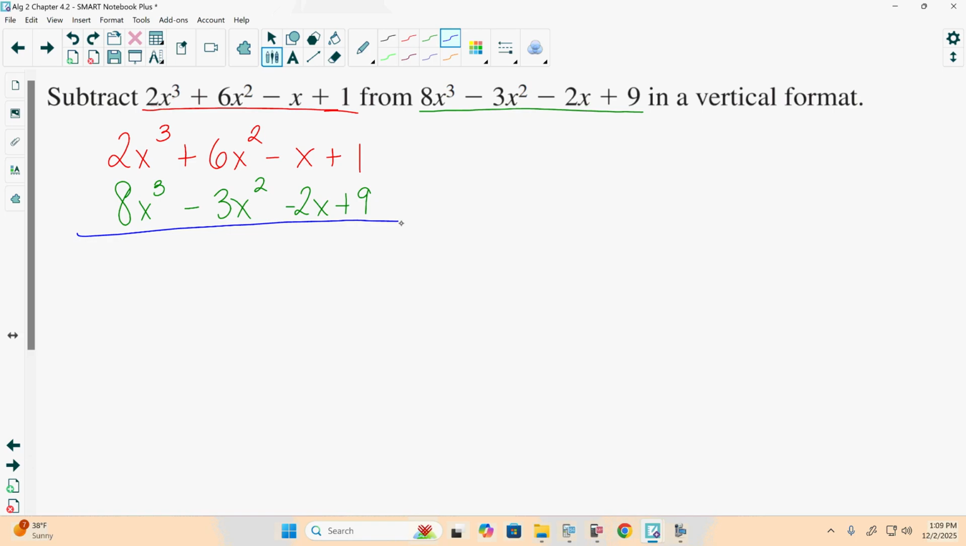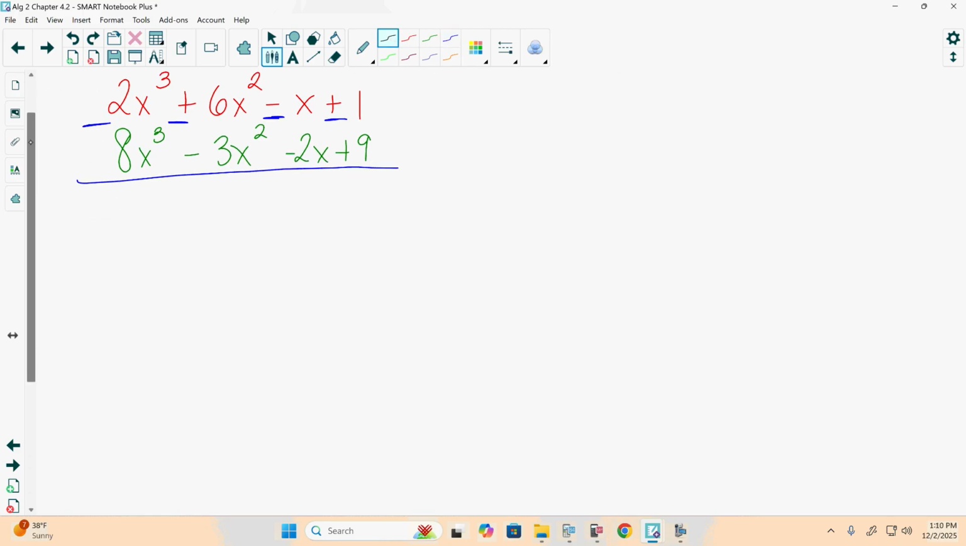And then we want to subtract. And with vertical subtraction, I want to make sure that I put the subtraction between each of the like terms, mainly just for my own remembering that I'm subtracting and not adding. And then we can just subtract. 2x cubed minus 8x cubed. 2 minus 8 is going to be negative 6x cubed.